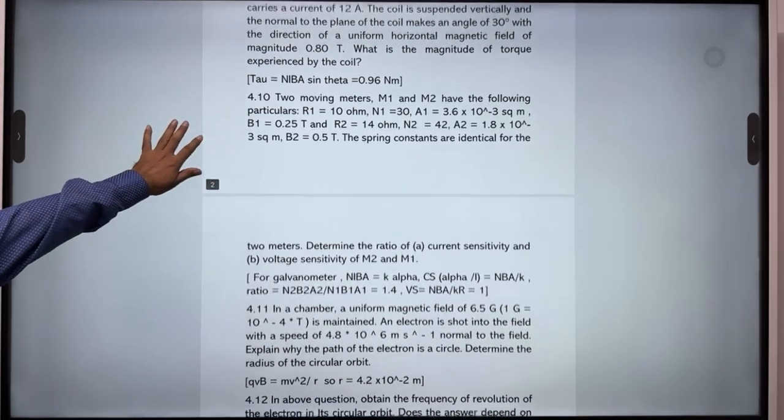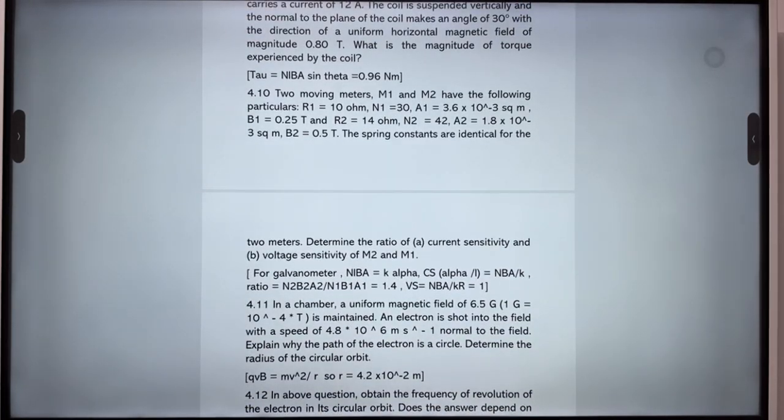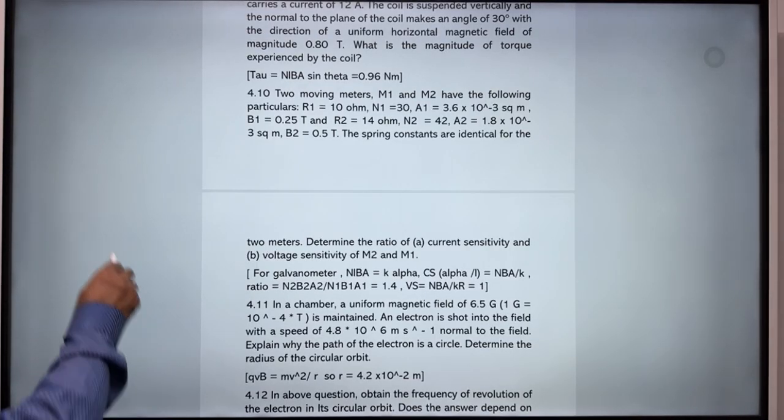Question number 10 says, two moving coil meters M1 and M2 have the following particulars. R1 is 10 ohm, N1 is 30, A1 is 3.6 into 10 power minus 3 meter square, B1 is 0.25 Tesla, R2 is 14 ohm, N2 equal to 42, A2 equal to 1.8 into 10 power minus 3 meter square, B2 is this much. The spring constants are identical for the 2 meters. Determine the ratio of current sensitivity and voltage sensitivity.